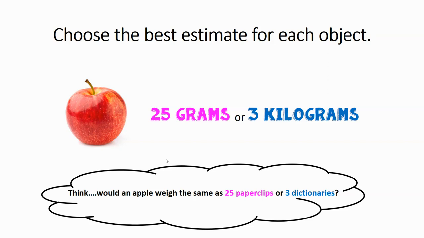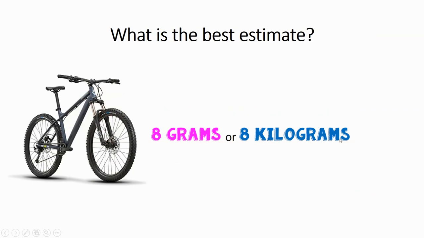And if you look down at the bottom, it says think, would an apple weigh the same as 25 paper clips or 3 dictionaries? Now, I bet your eyes got a little big when I said 3 dictionaries. That's pretty heavy. And I'm looking at an apple. An apple fits in my hand. It's pretty light. I can carry it from my hand to my mouth. So I'm definitely going to say that it's closer to 25 grams or 25 paper clips. All right, let's try another one.